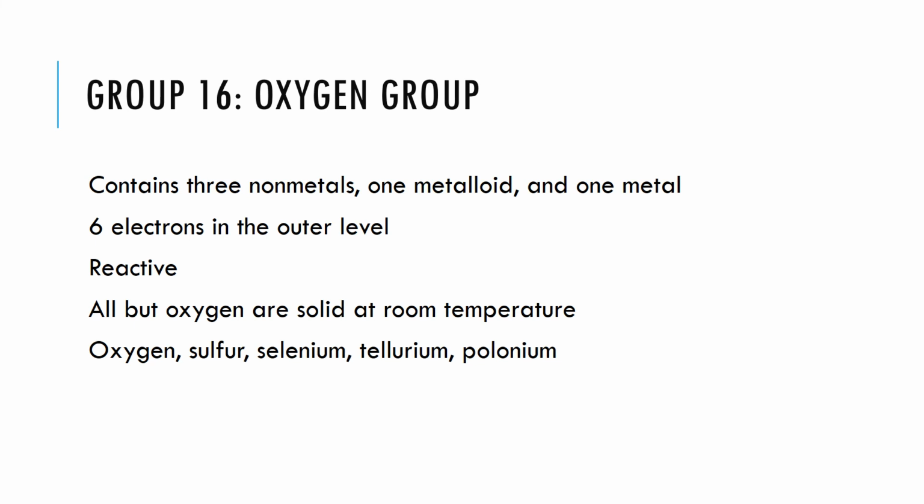3 nonmetals, 1 metalloid, and 1 metal. They have 6 electrons in the outer level. And now because we're getting close to having a full outer shell, we're getting more reactive. So this group is fairly reactive. All of them, again, are solid at room temperature, but oxygen is a gas. So that's the one exception in there. We have oxygen, sulfur, selenium, tellurium, and polonium as our examples of elements that are in group 16.